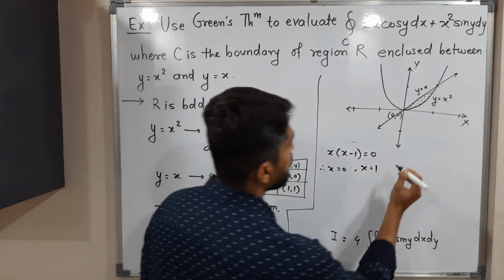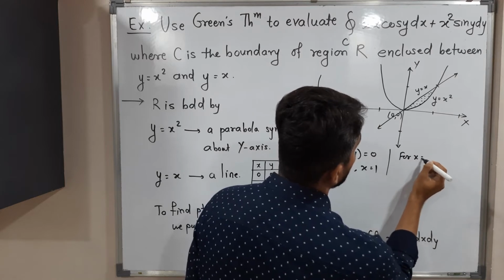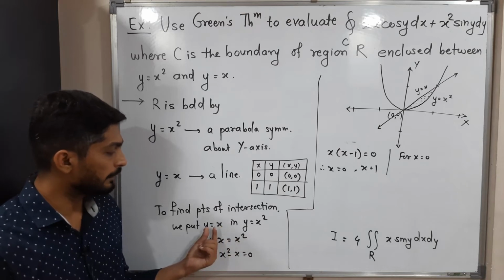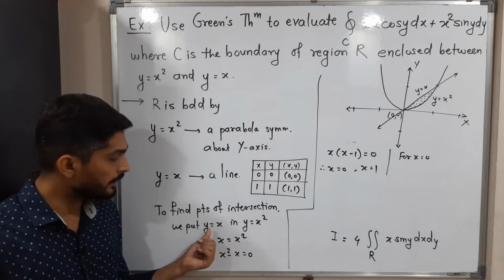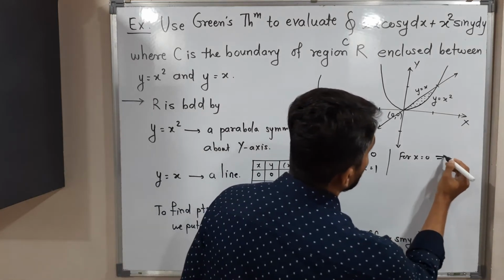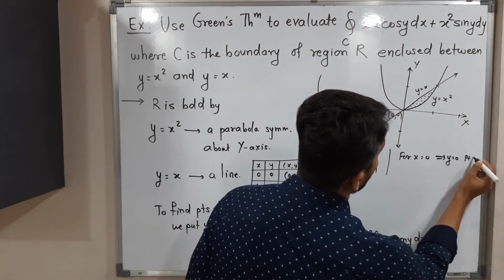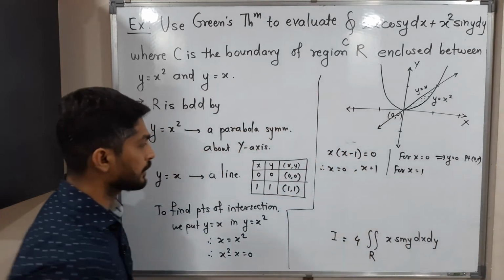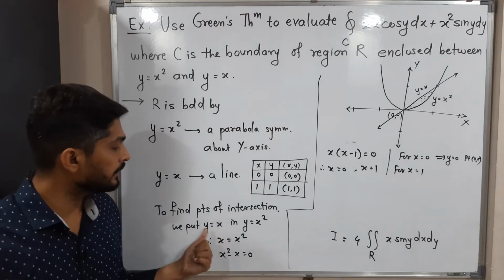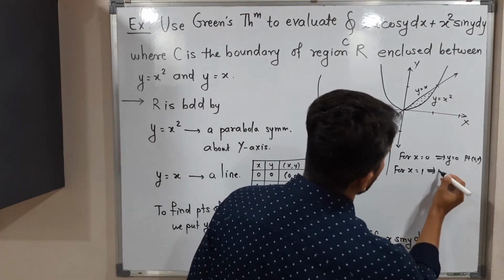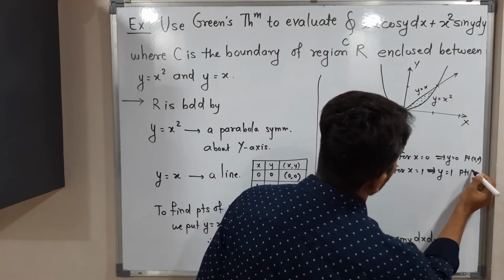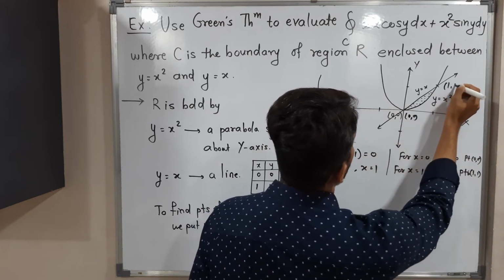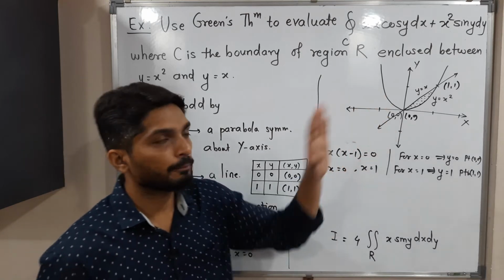Let us see what will happen for x is equal to 0. If I put x is equal to 0 here or here, it totally depends on you, you will have the same values. If I put x is equal to 0, the value of y is also 0. So the point is (0, 0). And for x is equal to 1, if I put x is equal to 1 here, the value of y is also 1. So the point is (1, 1). So the points of intersection are (0, 0) and (1, 1) that we got.